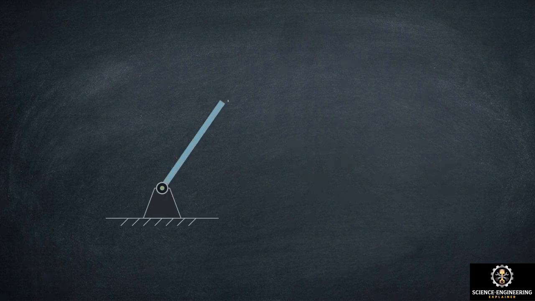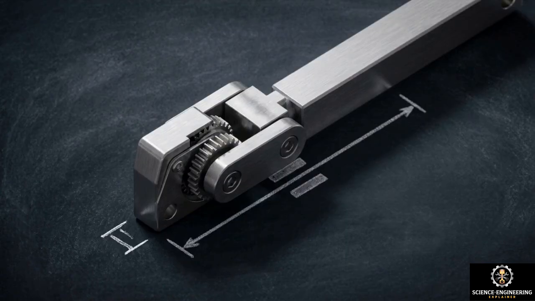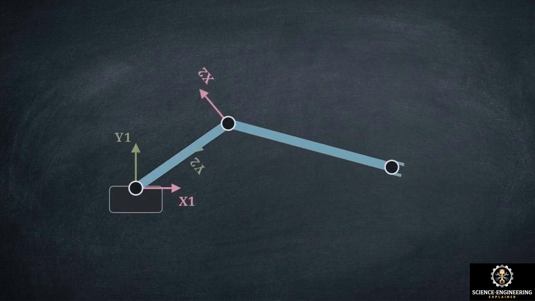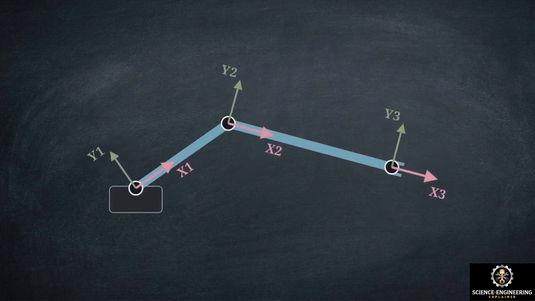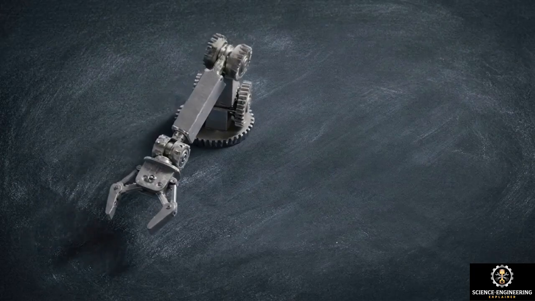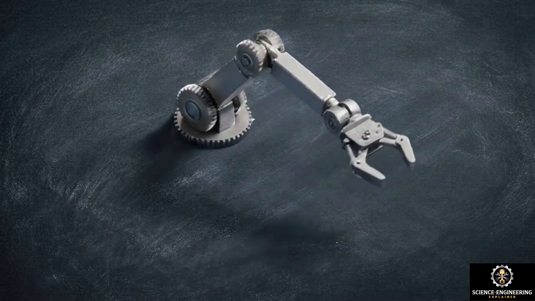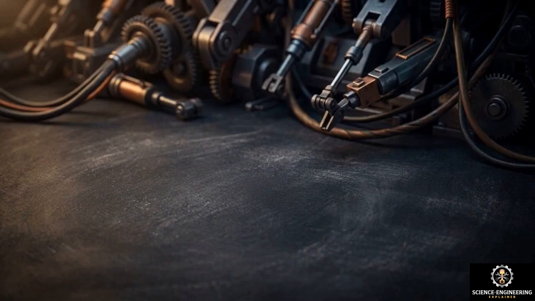Our first physical link is exactly 2 units long, and our second link is 3 units long. To calculate how these fixed lengths interact with the moving motors, we have to attach a localized, moving coordinate frame to every single joint. There is a strict rule for assigning these frames. The local x-axis of any moving frame must lock perfectly parallel to the physical link connected directly to it. By isolating each joint inside its own coordinate system, we can evaluate its movement entirely on its own, completely ignoring the rest of the robotic arm.